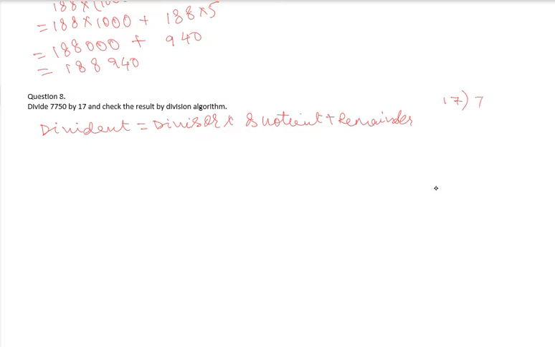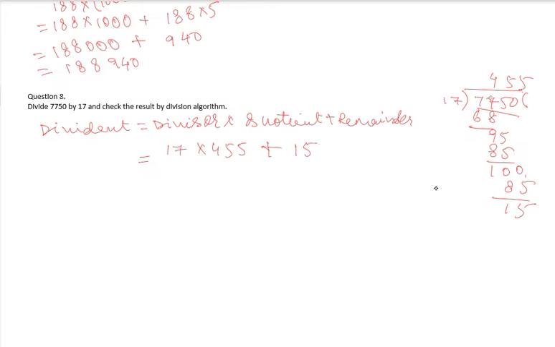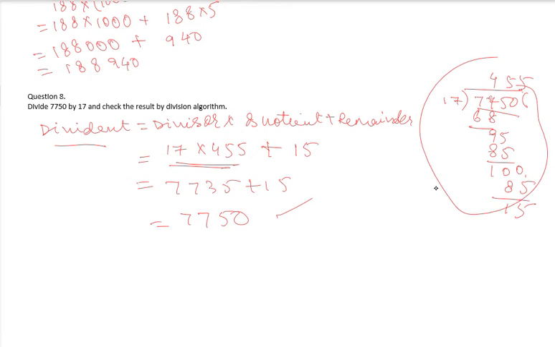So 17 divided by 7750, 17 fours are 68, subtraction is 95, 17 fives is 85, then again 17 fives is 85, the remainder is 15. So this is the dividend. I will put all the other values and check whether I am getting the dividend or not. So divisor is 17 into quotient is 455 plus remainder is 15. If you do this multiplication, you get 7735 plus 15, which gives 7750, which is the dividend. So that's the check. But for that, we need to first do the division.